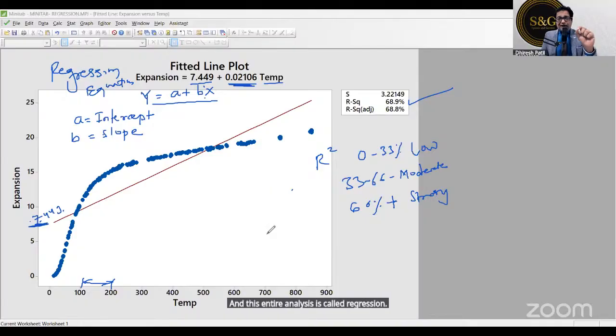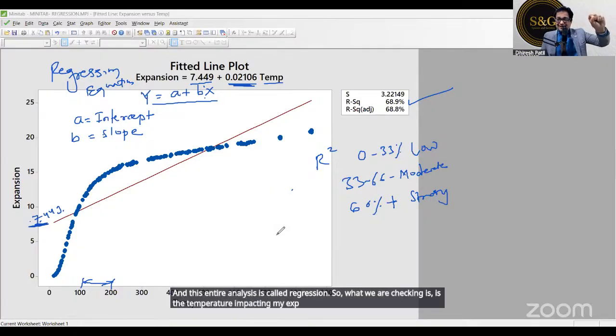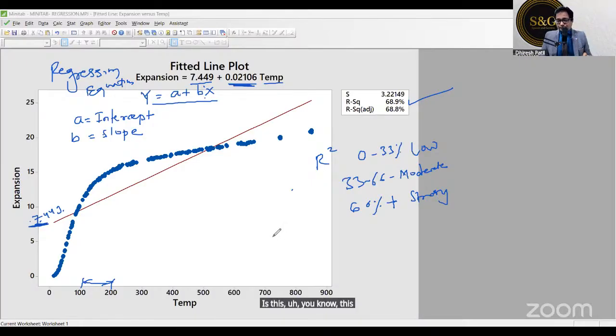So what we are checking is: is the temperature impacting my expansion? Is this value checking my expansion? Okay. I got the S value as 1.0238. So S is standard deviation.